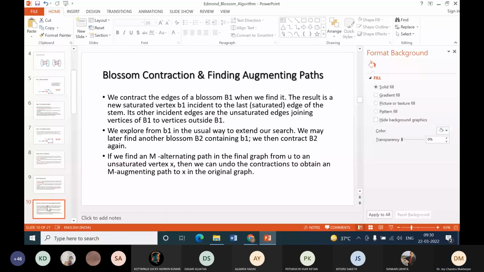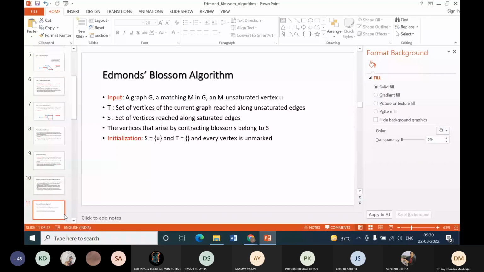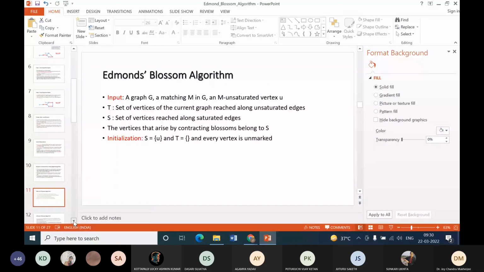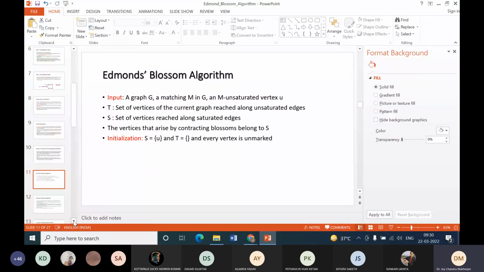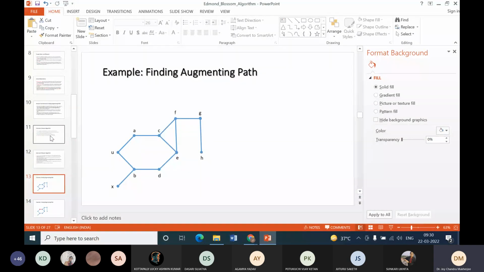I am not reading this out. What I will do is explain the whole algorithm through an example. So what I have written here is for you. You read it. Okay, I start from here.